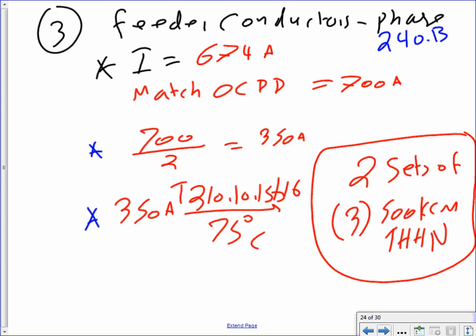You almost could have now, Brian, you can, based on the code, size your conductor based on the 674. Remember, we're engineers. We go a little bit above the code. So it's always good to match the overcurrent protection device, especially on panels.